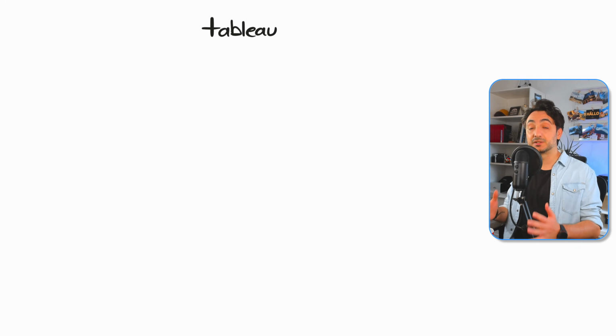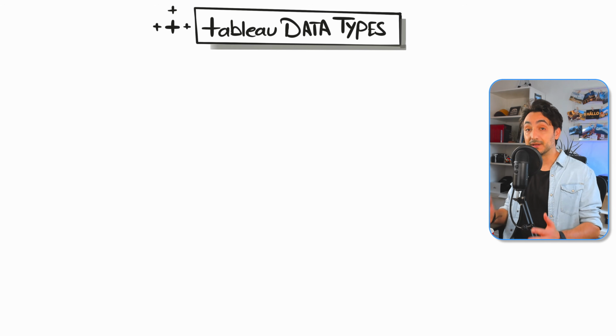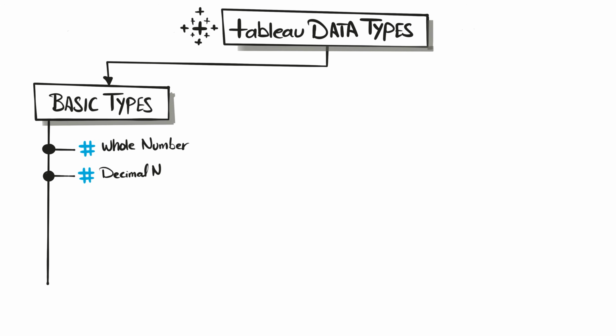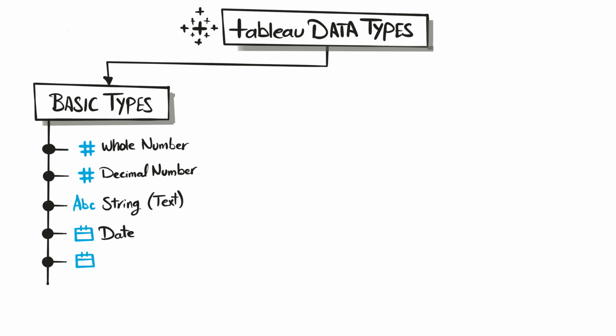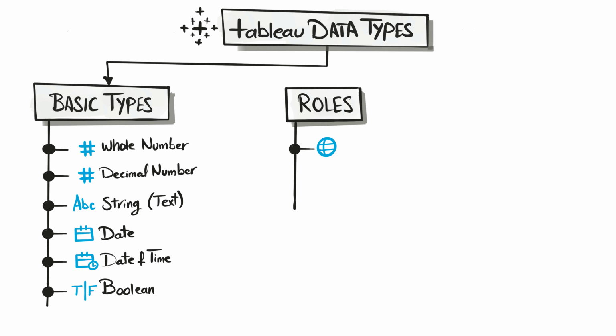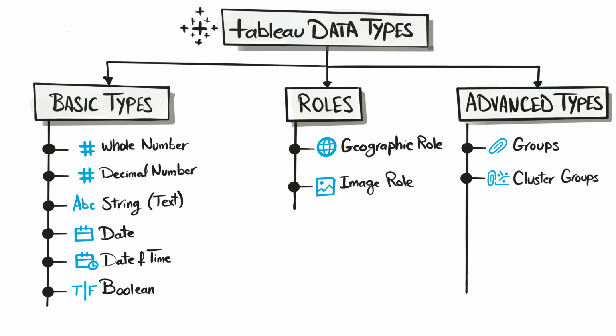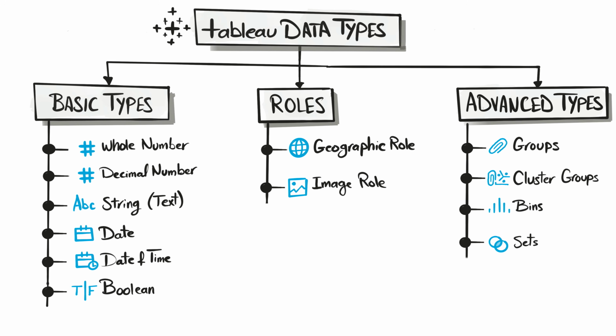In Tableau, we have a bunch of different data types that we're going to cover in this tutorial, and I group them into three categories. First, we have the basic, main six data types: number whole, number decimal, string, date and time, date, and boolean. In the second group, we have roles: geographic roles and image roles. And the last group has advanced data types like group, cluster group, bins, and set. This group contains special data types introduced by Tableau for data visualizations, and they are specially made in order to organize our data.